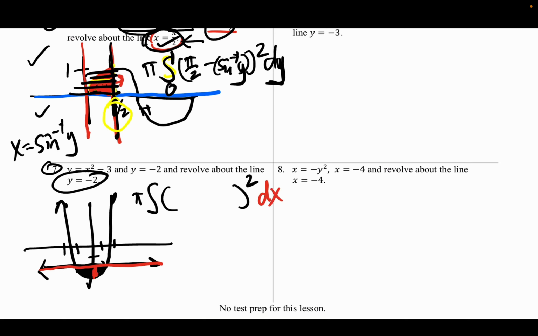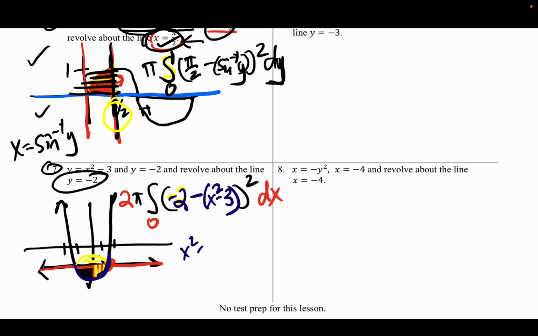I think I showed you in class today I can use symmetry to my advantage and double this and just go from 0 to this intersecting point right here, which we'll find in just a minute. And when you're doing it in terms of x, you do top minus bottom, top minus bottom squared. So, because you're revolving right around that axis, you have red, which is negative 2, minus this line, which is black, which is x squared minus 3. Make sure you put that in parentheses.